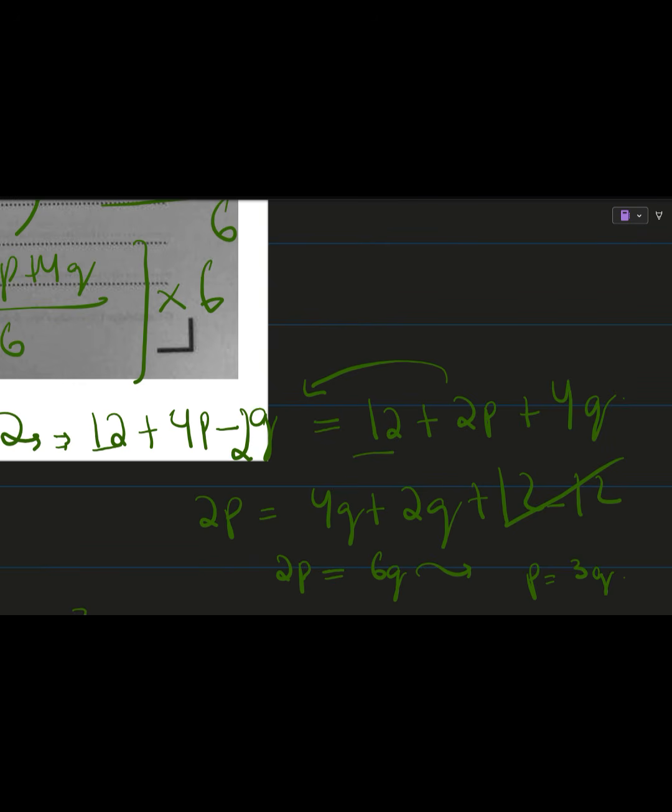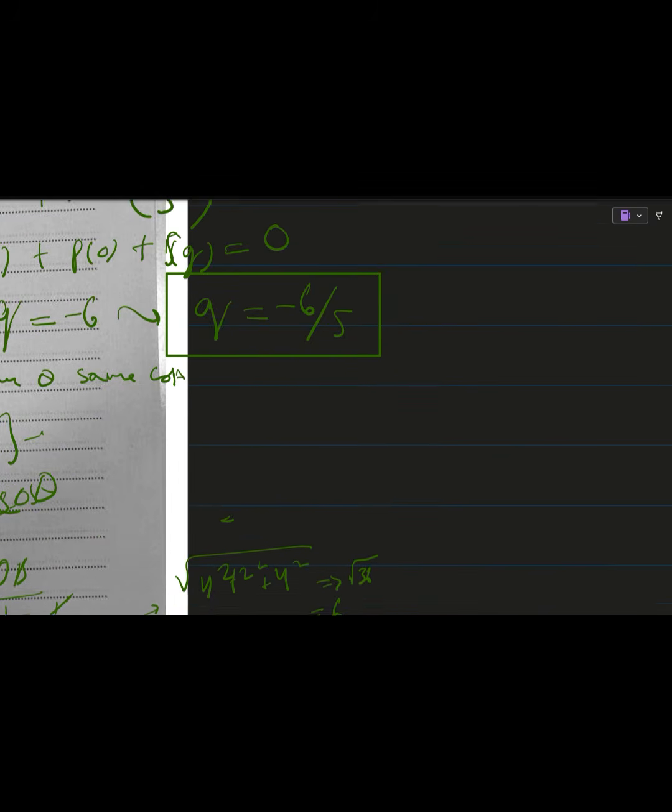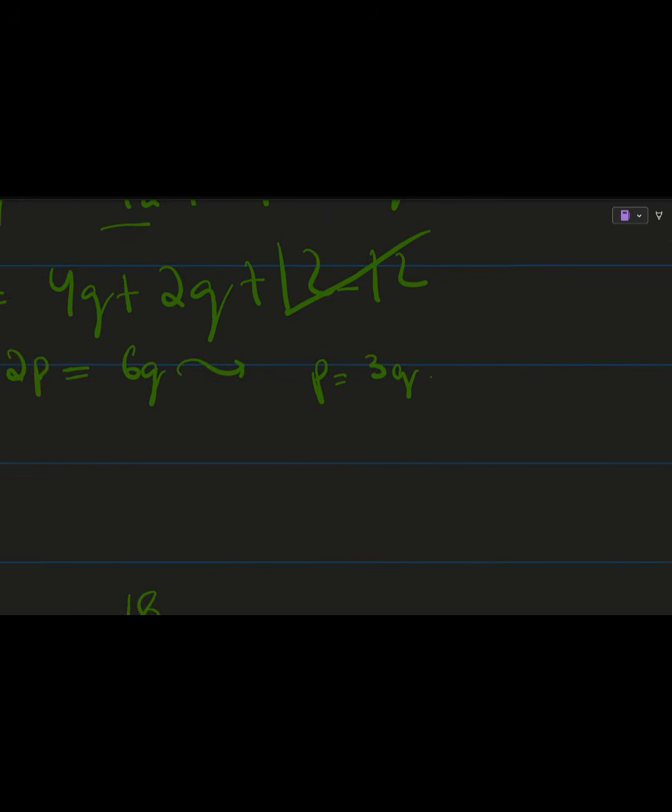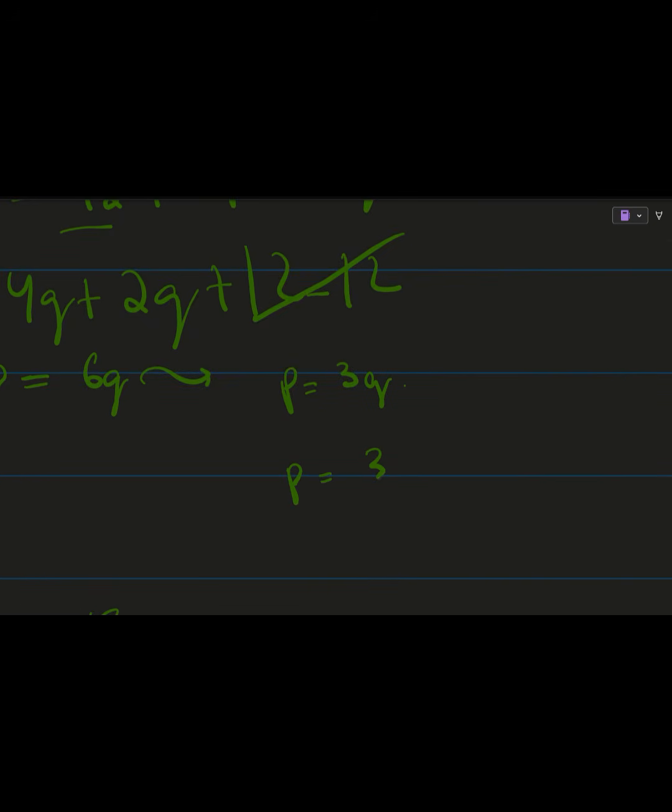The value of Q we calculated earlier was minus 6 over 5. So P will be equal to 3 times minus 6 over 5. So our P will be equal to minus 18 over 5, and our Q already was minus 6 over 5. And those would be the correct answers.